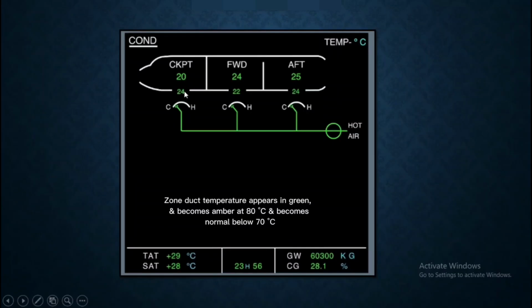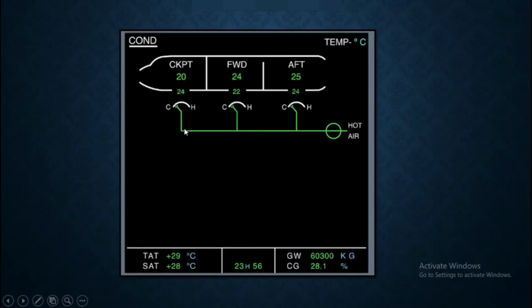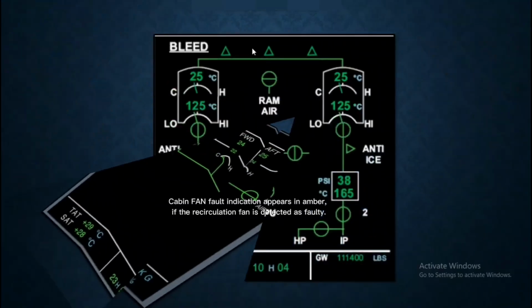This will become amber if temperature goes above the 80 degrees Celsius, and it will become normal if temperature is going below the 70 degrees Celsius. And anything else, this is your hot air push button, on off condition. So this is all about the condition page. Nothing else additional to discuss. If there is some fault in cabin recirculation fan, you will get fan amber color written here above that. So this is also very good to know information.